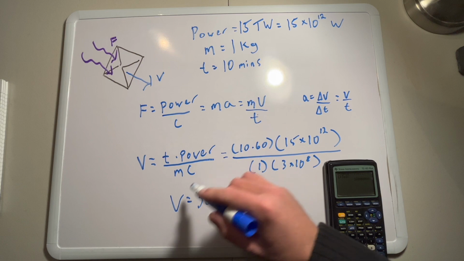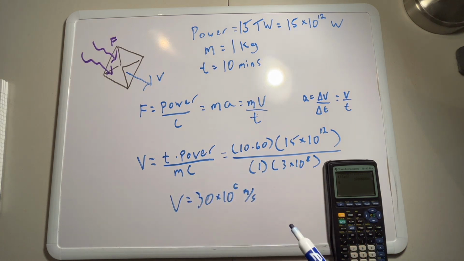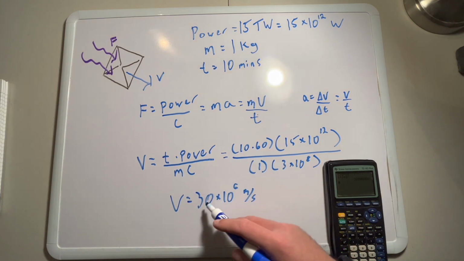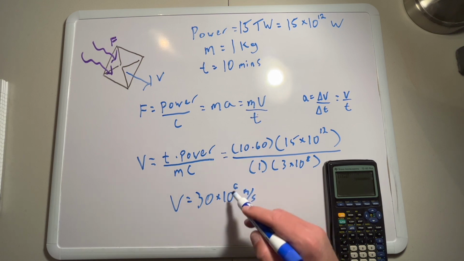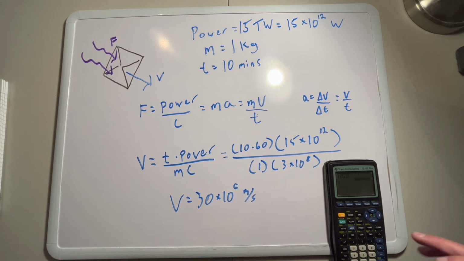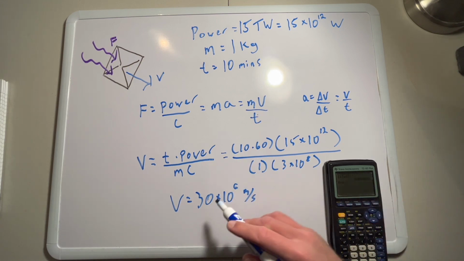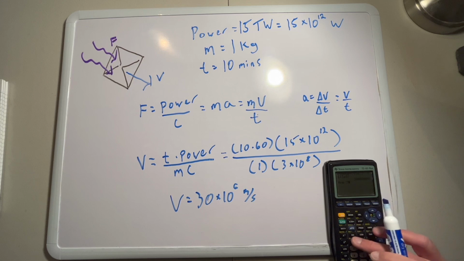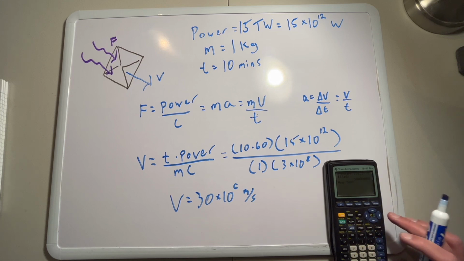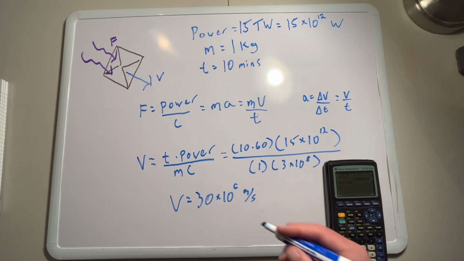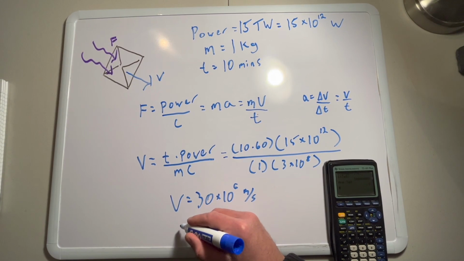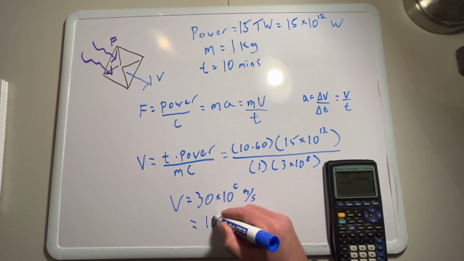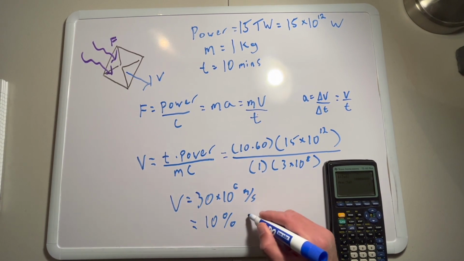So that is pretty fast, right? And you can also write that as 3 times 10 to the 7 meters per second. And well, what if we divided that? I mean, that's really close to the speed of light, right? 3 times 10 to the 8. So you can just divide by 3 times 10 to the 8, and you figure out that our velocity here is 10% the speed of light.